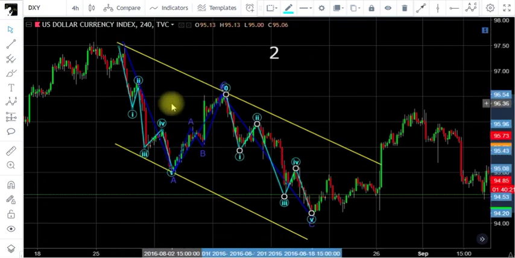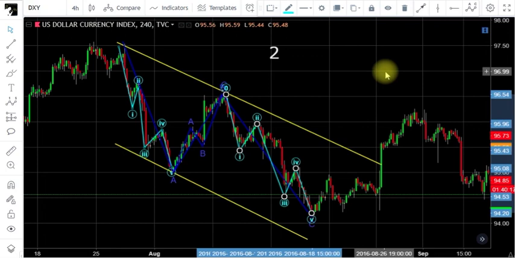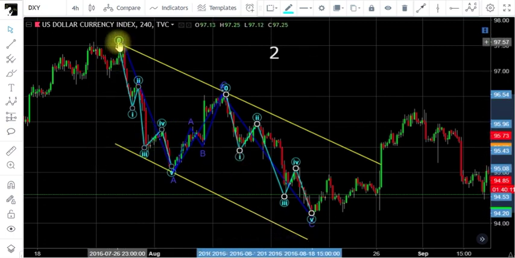That's a zigzag, guys. But you can see how it's different to the other zigzag. But nonetheless, it's a zigzag because it's bringing price down. It's moving in a downwards corrective manner rather than moving sideways, which is what a flat does.